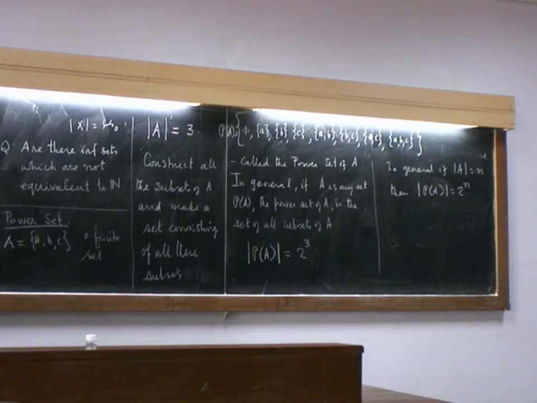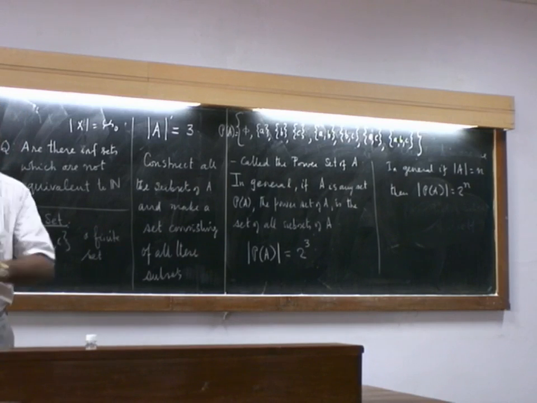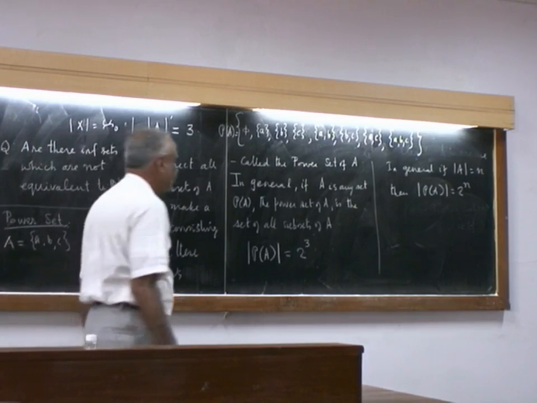It will be 1 plus nC1 plus nC2 plus nC3 plus nC4, etc., nCn, which is precisely (1 plus 1) to the power of n. Okay.